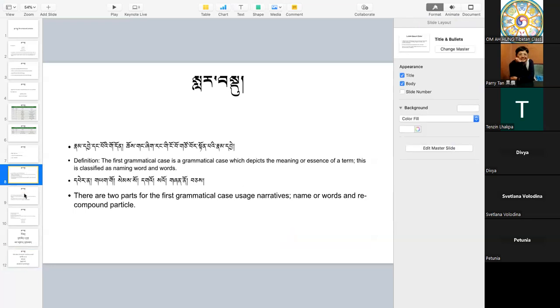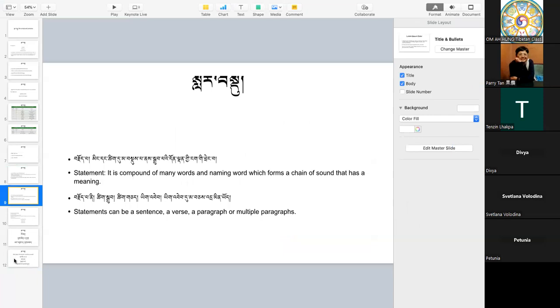Okay, so this is the example for ornamental word. Okay, then now going back to the statement.